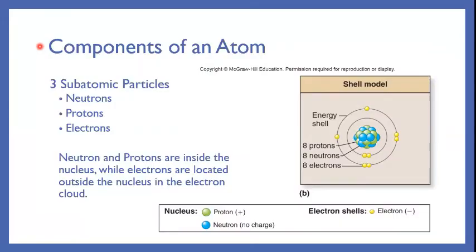Moving on to components of an atom. Atoms are composed of three subatomic particles. We use the word subatomic to say that it's below the atom level. These are the things that make up an atom. They include neutrons, protons, and electrons.